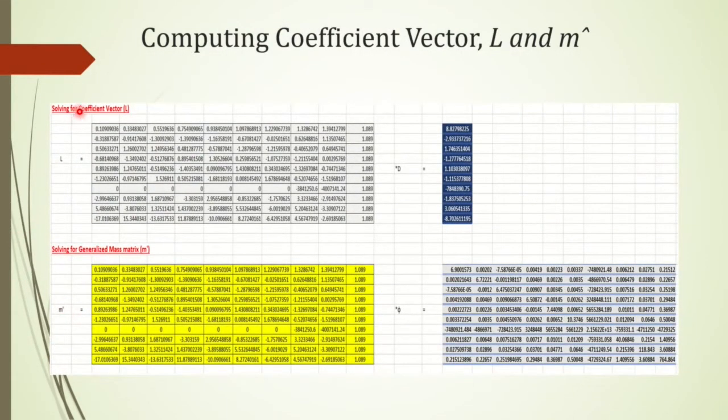Solving for coefficient vector L. So, ito na yun, guys, yung kanina, yung sinabi ko na formula. So, for general mass matrix M prime, just the multiplication of the transpose value of the phi times the mass and the untranspose or yung original value ng ating phi. Ito siya. So, ito na yung sagot natin sa general mass matrix, itong matrix na ito.